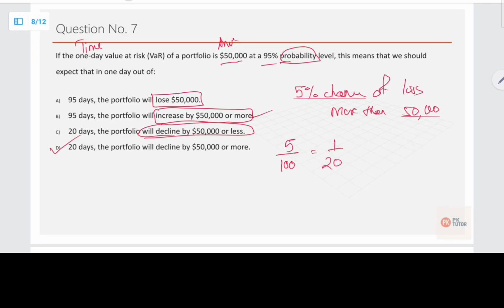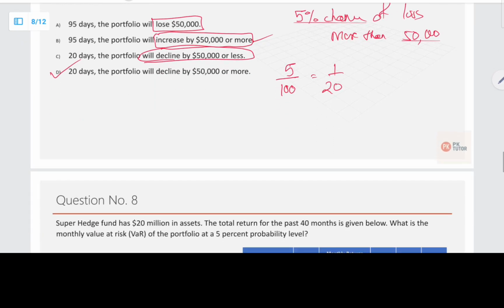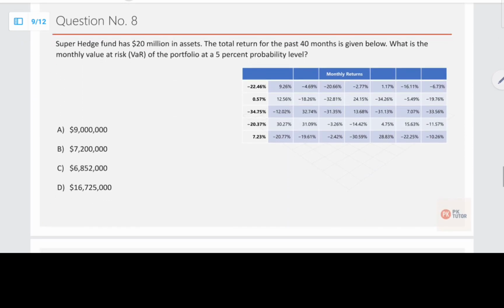A 95% 1 day portfolio value at risk means that 5 out of 100, that is equal to 1 out of 20, the value of the portfolio will experience loss. Now coming to question number 8. This is a time taking question. We have to calculate the historical VaR because this monthly return is given.